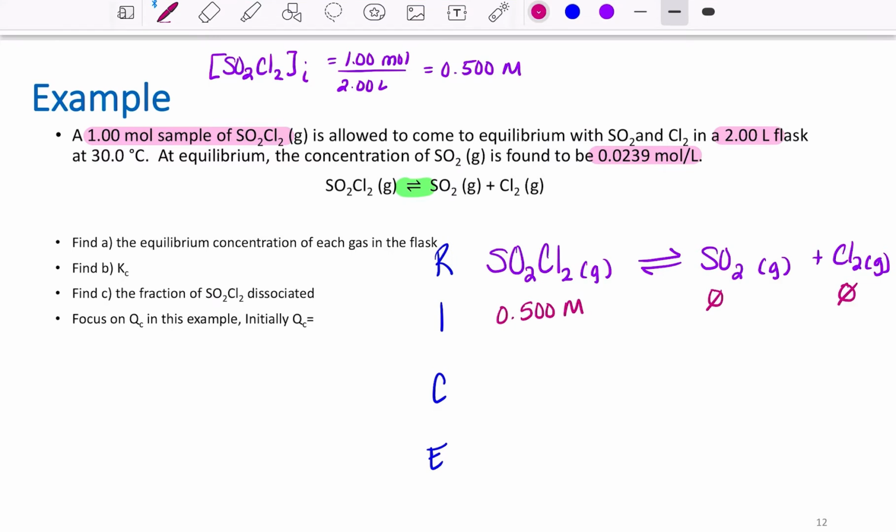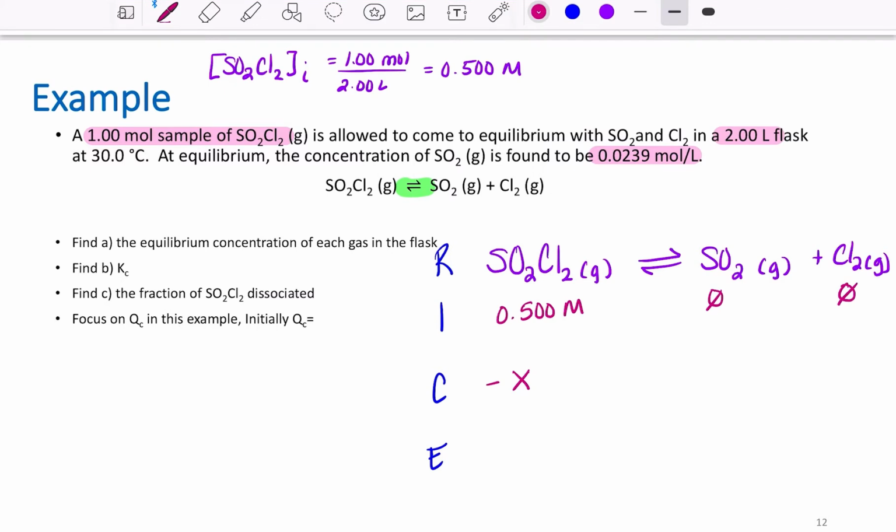We know this is reacting in a 1-to-1 mole ratio. 1 mole of SO2Cl2 will decompose to form 1 mole of SO2 and 1 mole of Cl2. But we don't know exactly how much is going to react, so we're going to use a placeholder, X. We're going to say minus X. X is representing that number of moles that's going to react.